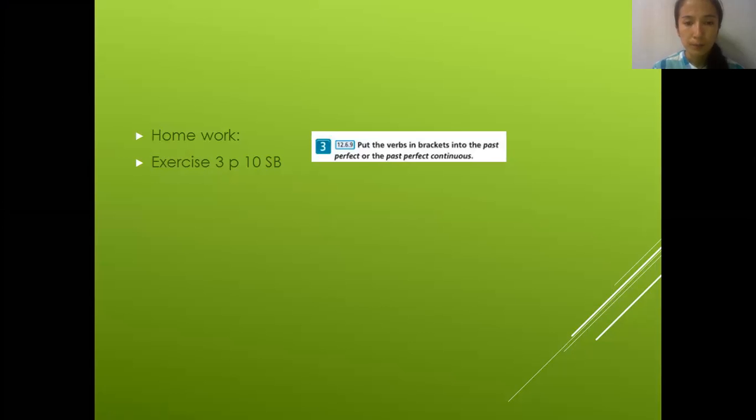Your homework. Exercise 3, page 10 from the student's book. Put the verbs in brackets into the past perfect or the past perfect continuous.